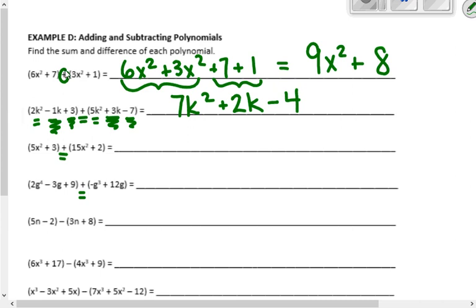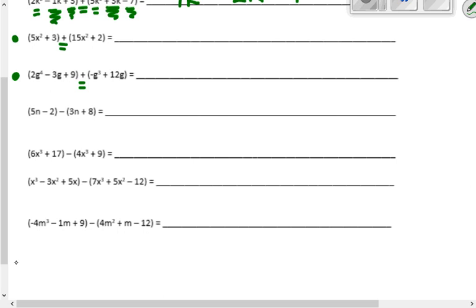I'm going to leave the next two open for you to complete on your own after the video. Let's get down to the others at the bottom where we do have a subtraction sign. So what we're going to do is leave the first expression alone, 5n minus 2. What this minus sign will do is change the 3n to a minus 3n, and it's going to change the plus 8 to a minus 8.